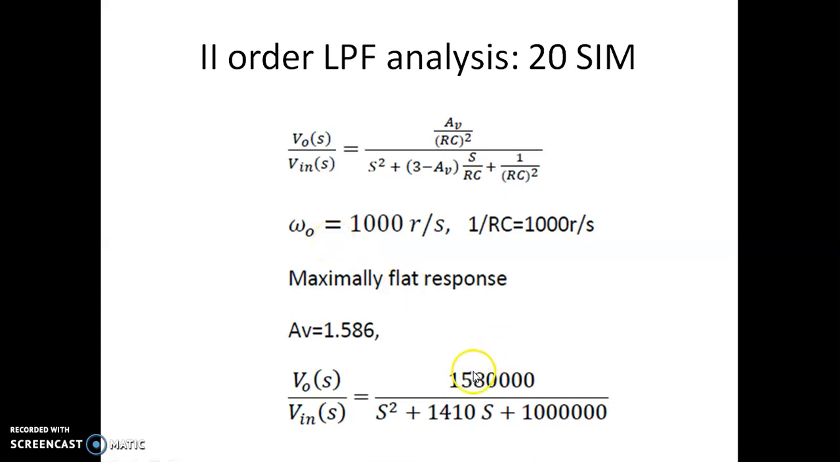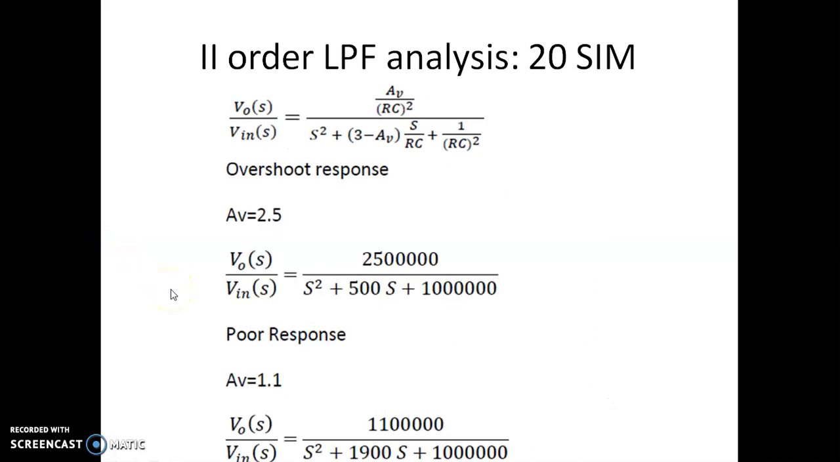This is what we observed in the previous video. We were able to have a gain of 1.56, and you can see it was an almost flat response. So let us go back to 20-sim and try to give a gain of 2.5. If the gain is 2.5, as per this equation, for a value of 1 over RC of 1000, we end up with this transfer function. If I edit this transfer function, I should get an overshoot response.